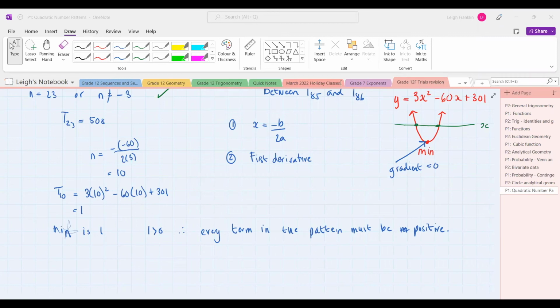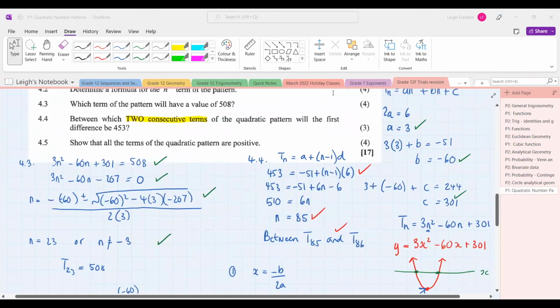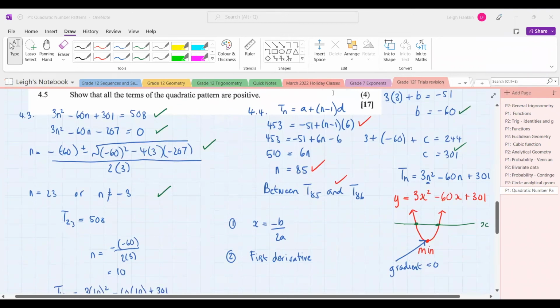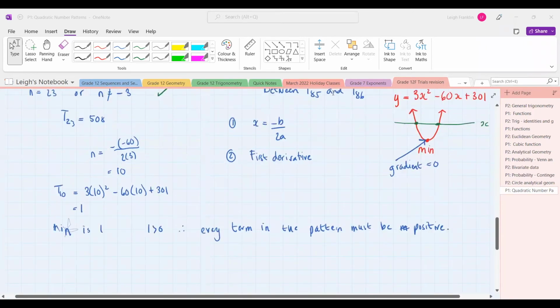Okay, because it's not n that we're working out. We're showing that all the terms are positive. So we wanted to work out the value of the minimum, okay, which is not n. The minimum value is an output. It's a Tn. N is an input.